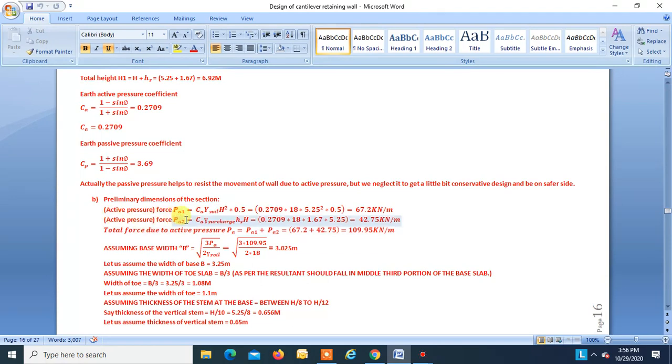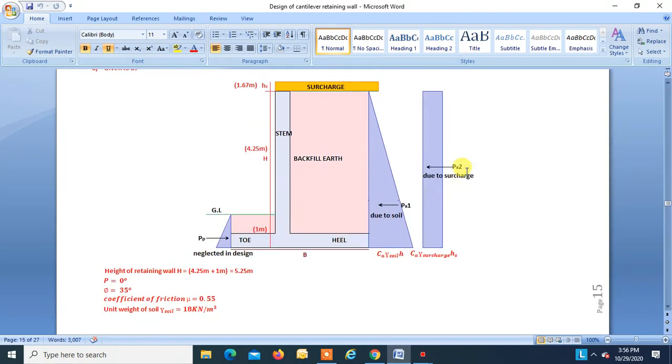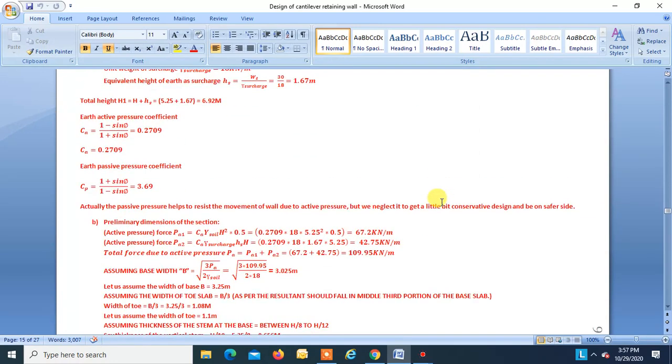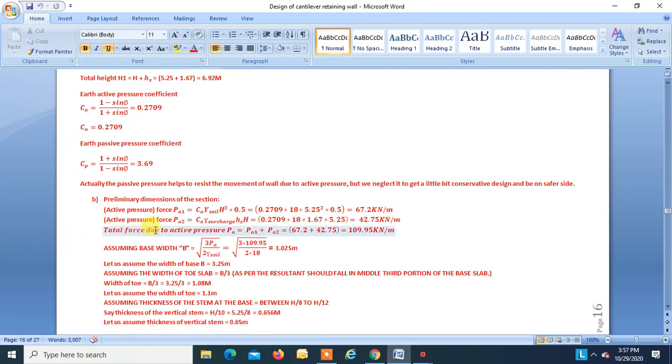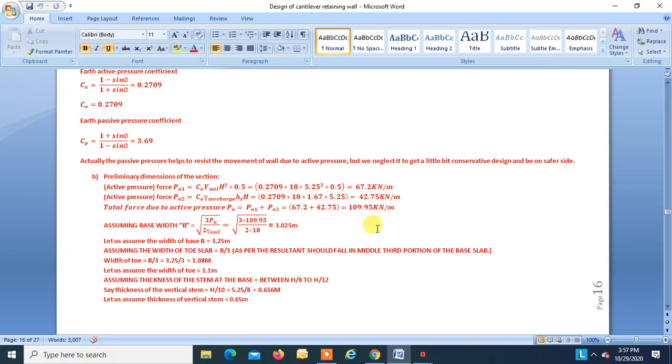Now active pressure PA2, that is CA into density of surcharge into HS into H. So that is equal to 42.75 kilonewton per meter. So total active pressure PA is equal to P1 plus P2, that is 109.95.